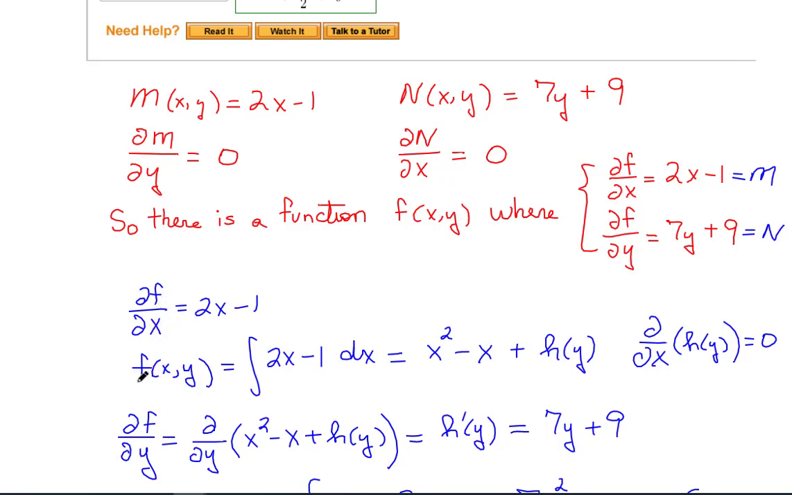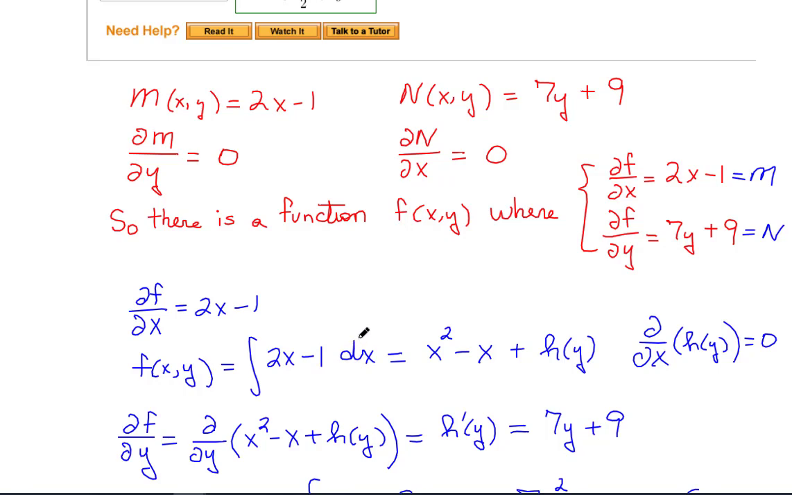Alright, so if I do that, I get back f of x and y is this integral. I'm integrating with respect to x, so a normal integration. Integral of 2x is x squared. Integral of 1 is x. Now the new part, which might seem strange, is typically I'd have an arbitrary constant of integration.